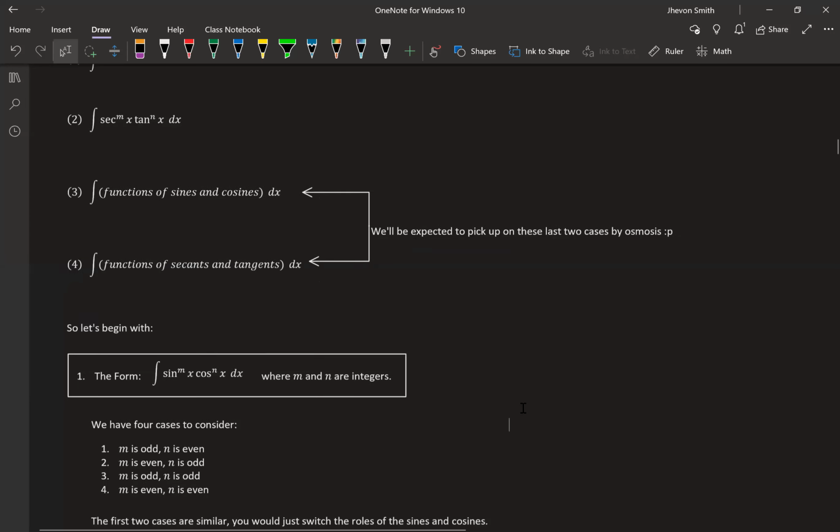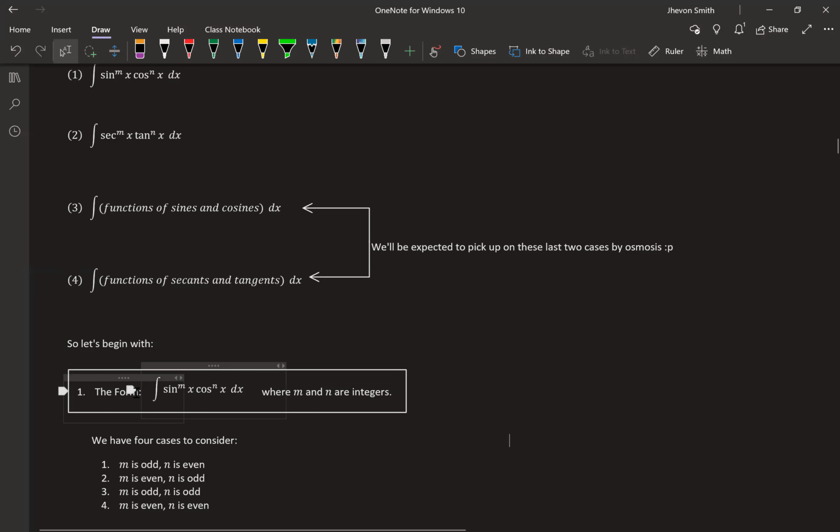Let's look at the situation when we have the integral of sine to the mth power of x times cosine to the nth power of x dx, where m and n are integers. How can we look at an integral of this form? That's the first thing we're going to cover. One thing I want you to notice is that we have four possible cases here in terms of whether the integers are odd or even.